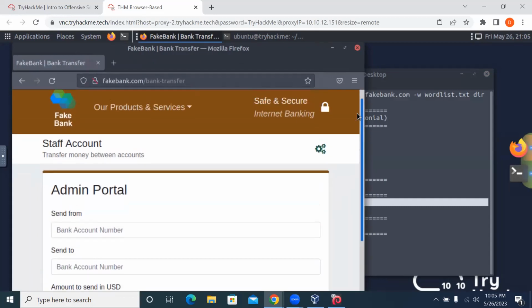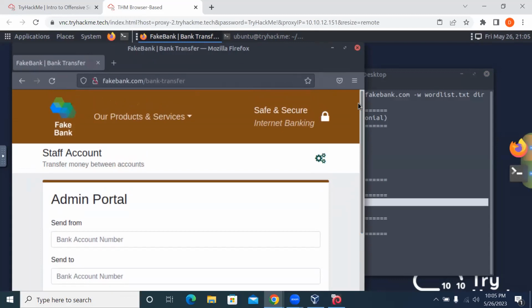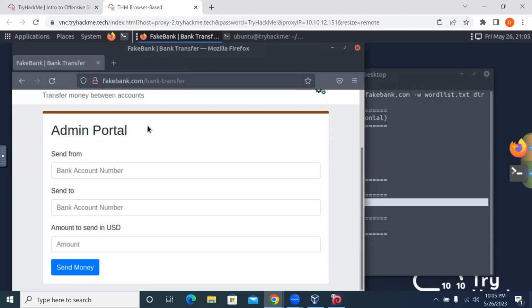transfer money from one location to another. Initially, there was no way for us to access this particular location. But when we use GoBuster, we now discover that there's actually a location on this website that we were unable to access, right? So let's follow the instruction and see what happens, right?